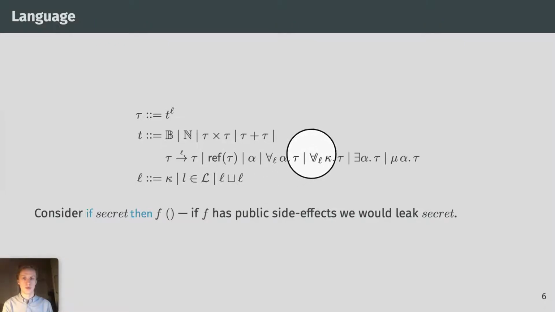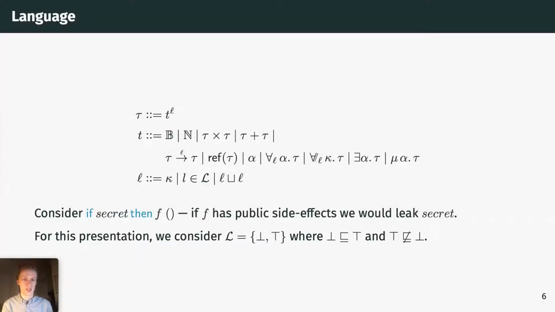In a similar spirit, we also have label polymorphism, quantifying over some label variable kappa, and also with a label annotation for the same reason. We have existential types and recursive types as well. And as we have label polymorphism in our language, our syntactic labels, L, are either label variables, or labels from a concrete lattice, or the join of two syntactic labels. For the sake of this presentation, it's perfectly fine to consider a public and secret two-point lattice, with public and secret as bottom and top.